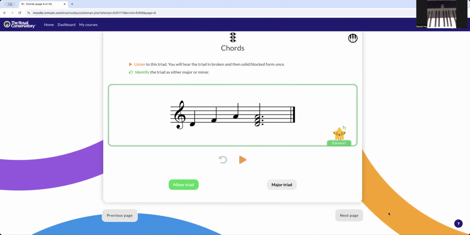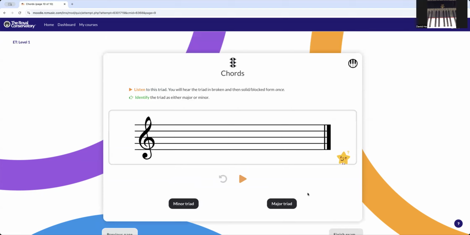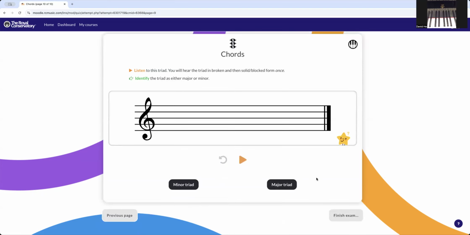Okay, one more. Listen to this one carefully. It's not about the volume. It's about the color. And let's listen to this one again. Is that bright or dark?